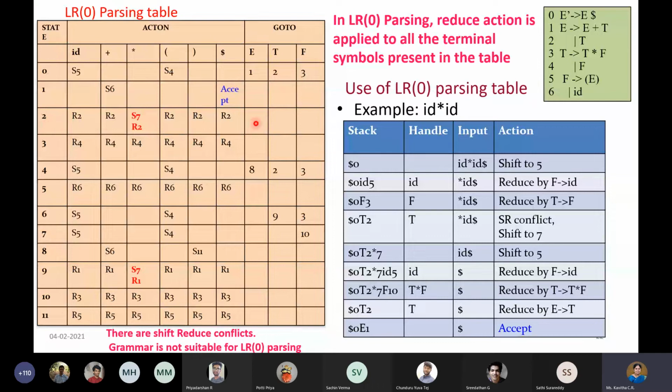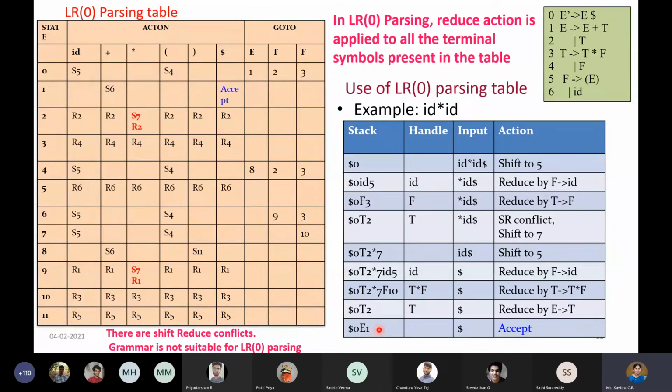And on dollar, you see what has to be done. At 2 on dollar is R2. R2 is what? E gives T. So reduce by E gives T. So I have to pop T and push E onto the stack. So just pop this state number and then pop this T. And now you push E in place of that. After pushing E, now you see what is the next state. At 0 on E, it is 1.